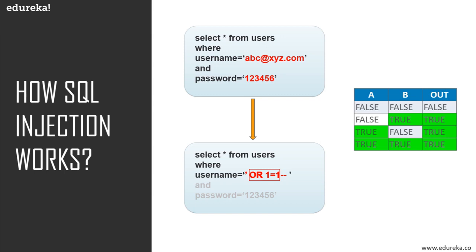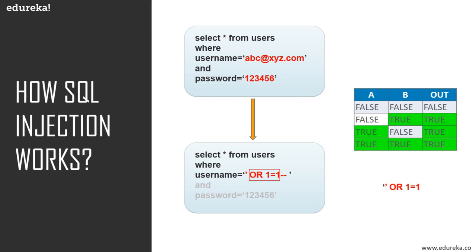Now let me just highlight that particular part for you and explain how this malicious string actually works. The input is inverted comma, space, OR, space, 1 equal to 1. Now the first inverted comma is used to close the string parameter.